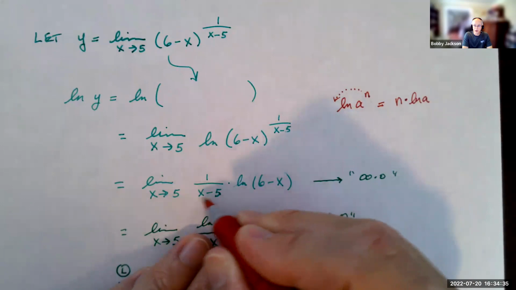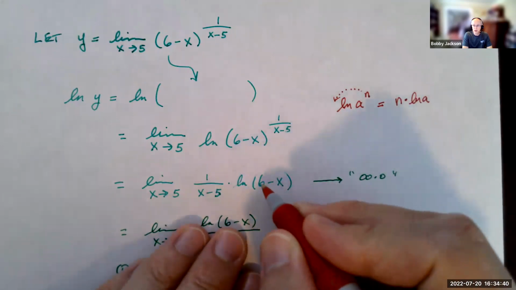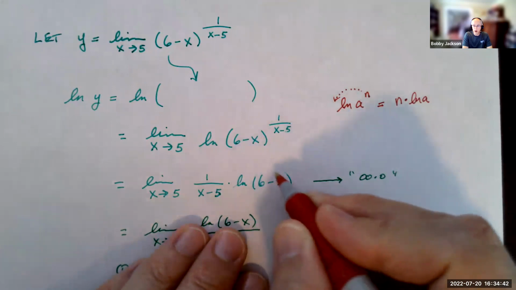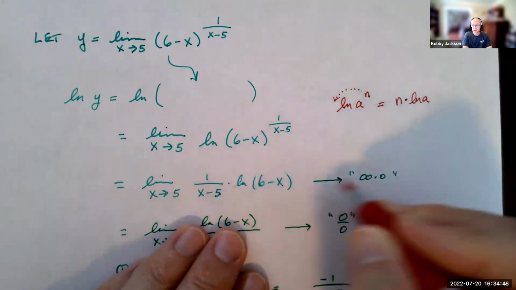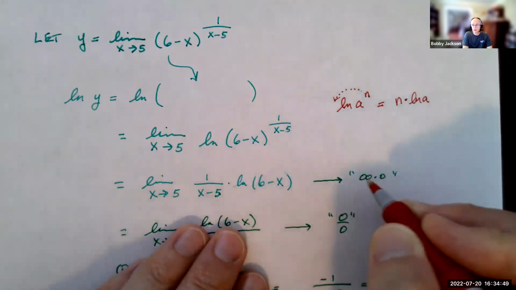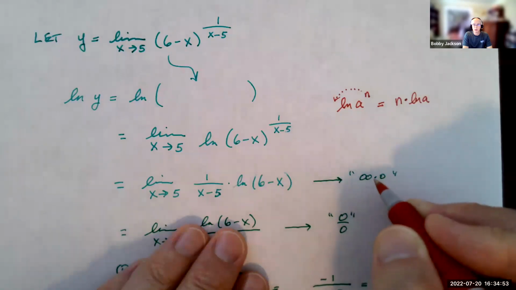Sorry, it's going to infinity. Sorry, x minus 5 is going to 0. 1 divided by 0 is going to infinity. But this expression here, well, 6 minus x is going to 1, and the natural log of 1 is 0. So this is approaching the natural log of 1, or 0. This is indeterminate. Infinity times 0 could be 0, could be infinity, could be something in between.